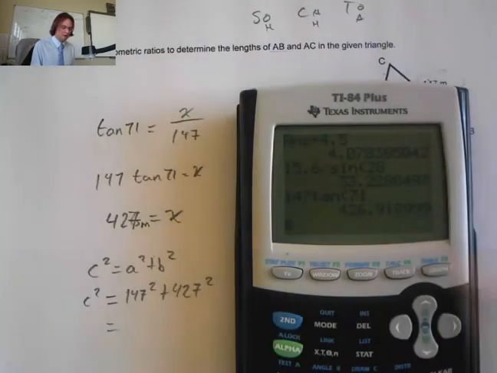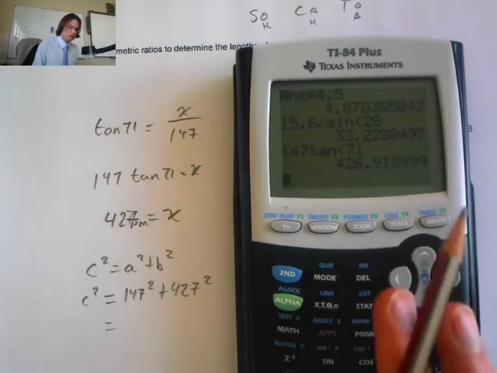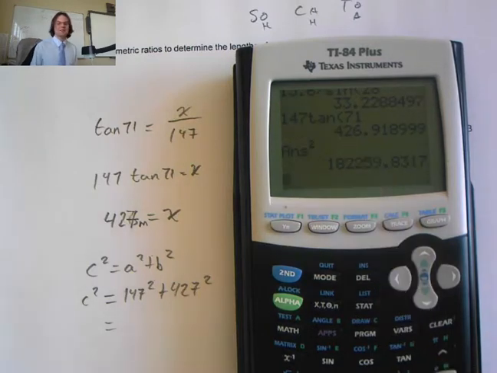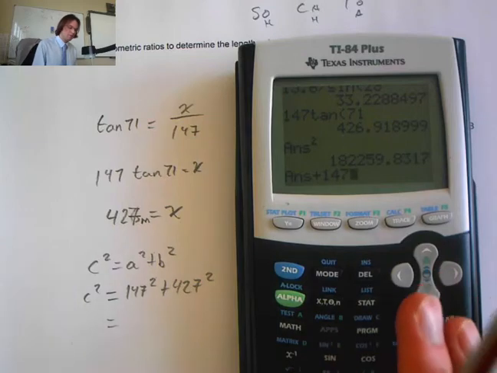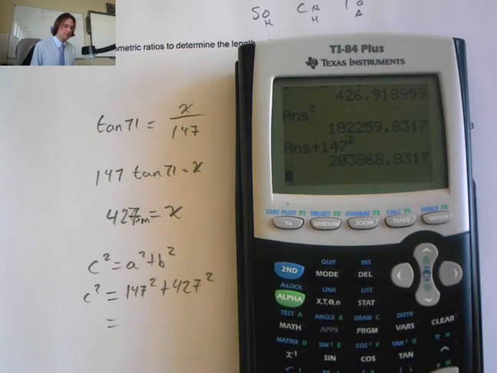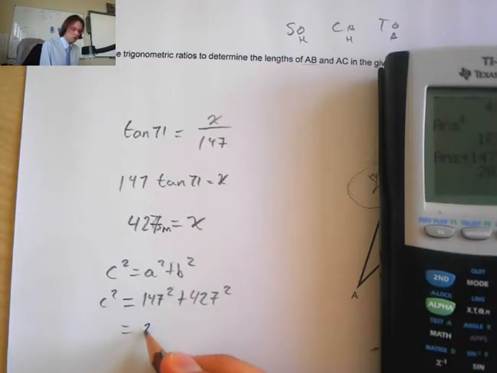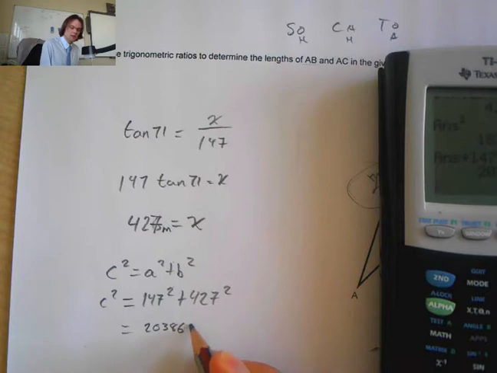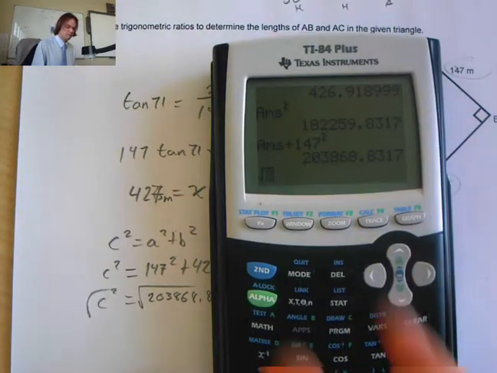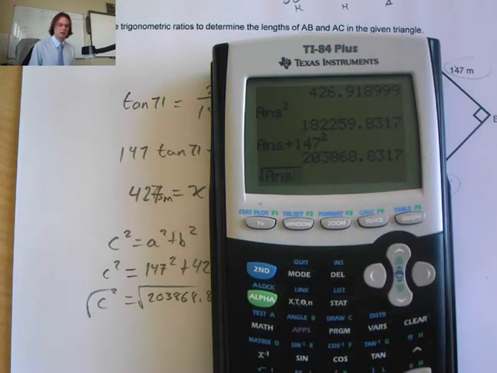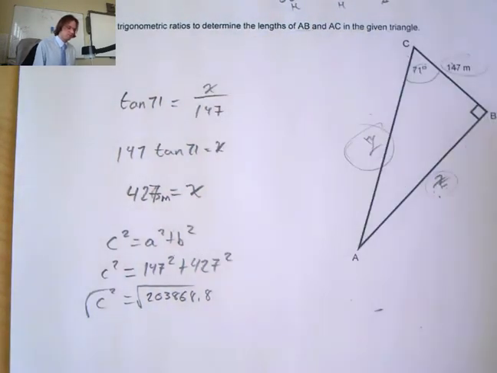Now, I'm going to plug that in. I'm just going to square this answer right here, because that's exact. And then I'm going to plus 147 squared. So I end up getting this number here. That gives me 203,868.8 for c squared. So now I must square root both sides. So let's square root that. I just push second in the answer. And I get 451.